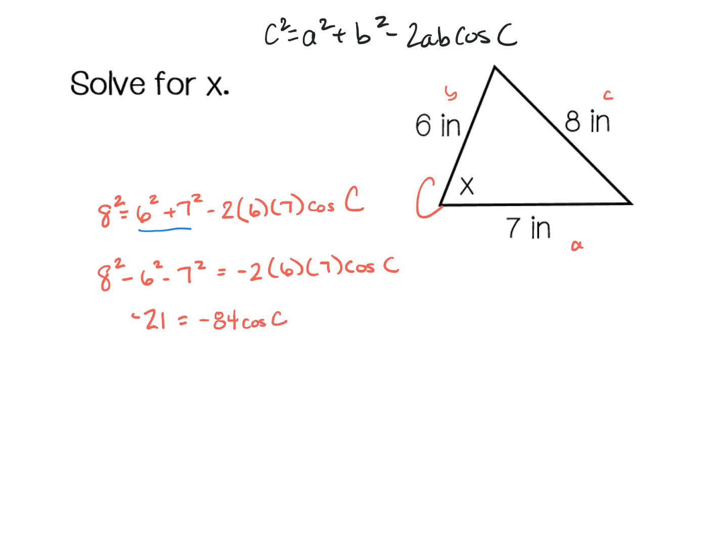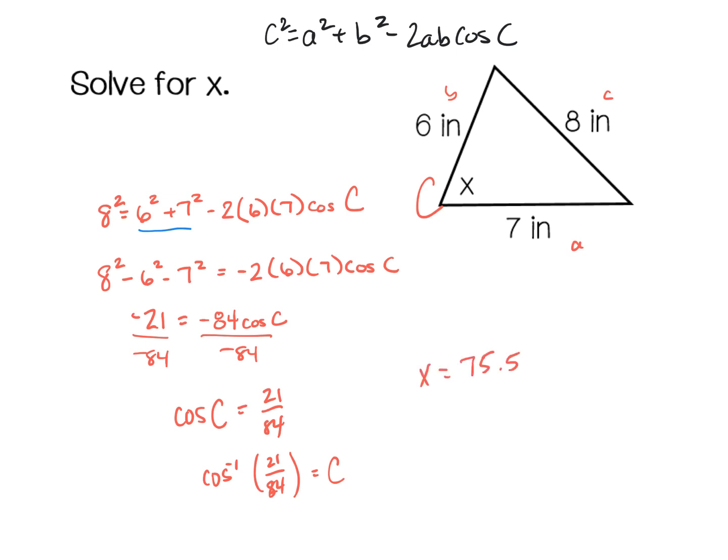All right, so I need to get the cosine of C by itself. So I need to divide by a negative 84. So the cosine of C is equal to 21 over 84. So I'm doing the inverse. The inverse cosine of 21 over 84 is equivalent to angle C. So I'm going to press second cosine, 21 divided by 84. And I got my angle to equal 75.5 degrees.